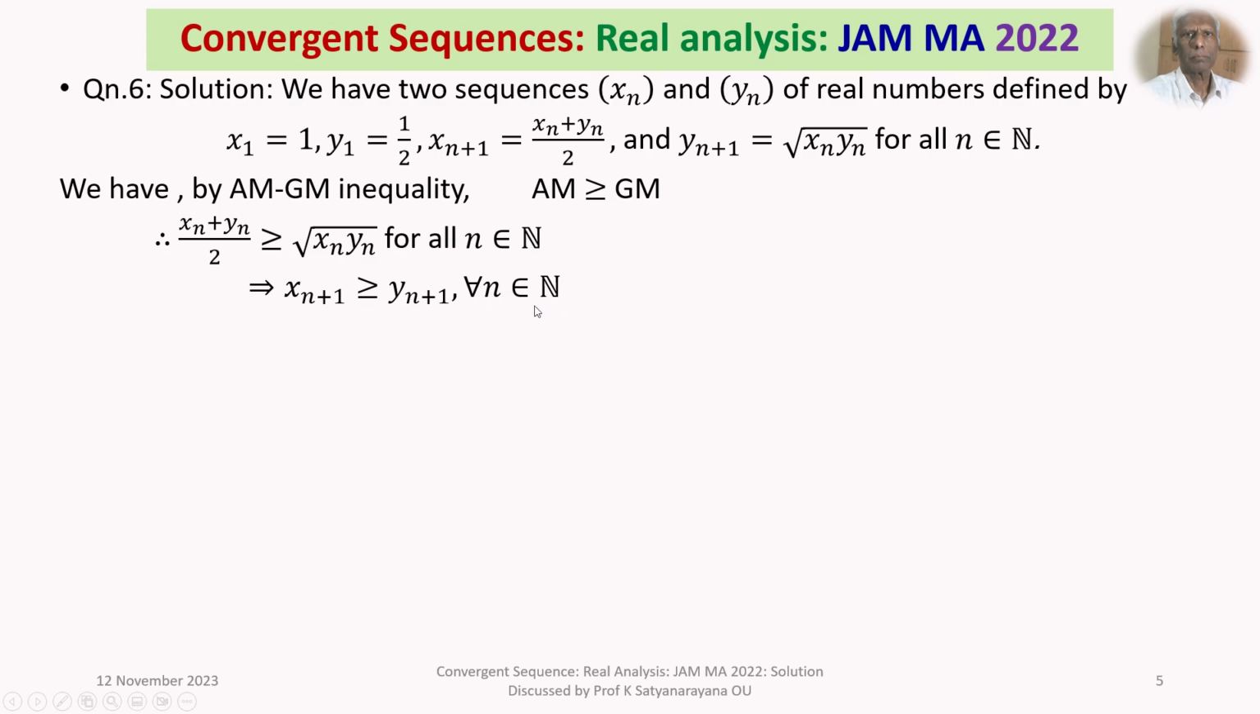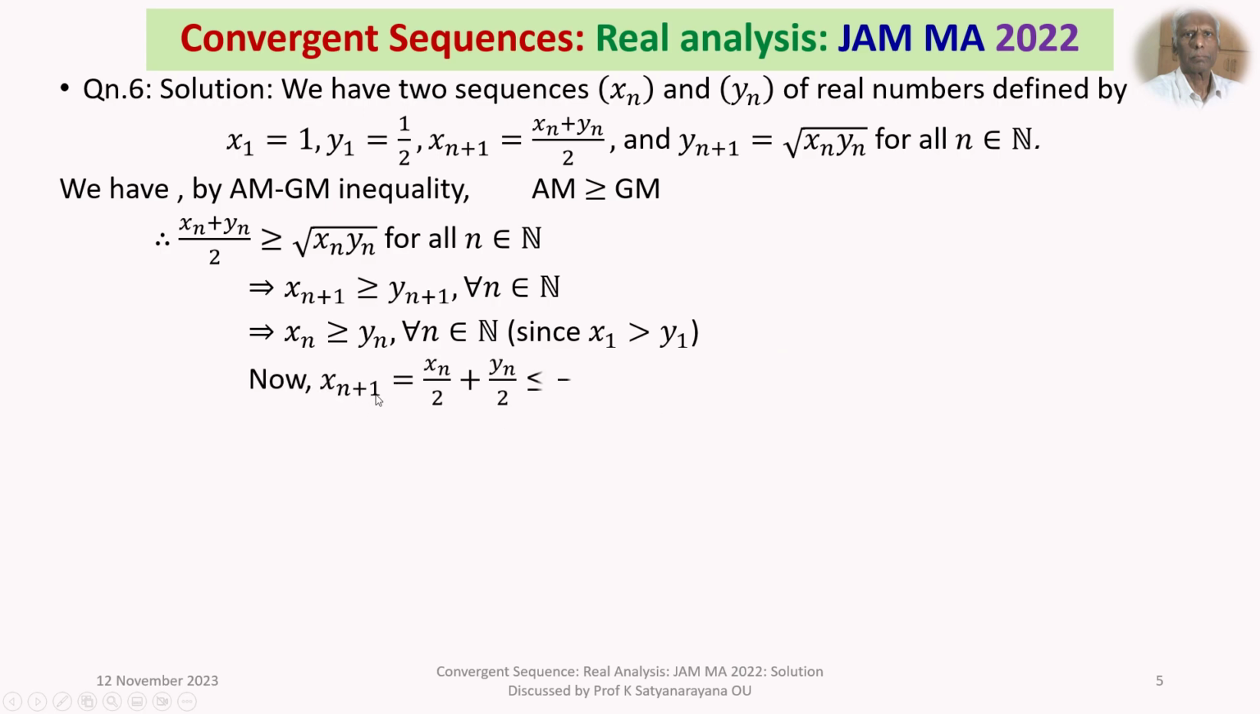What about n is equal to 1? In the case of n is equal to 1, x1 is equal to 1, y1 is half. Therefore, x1 is greater than y1. So thus, xn is greater than or equal to yn for all n belongs to N. This includes x1, y1 also because x1 is greater than y1.